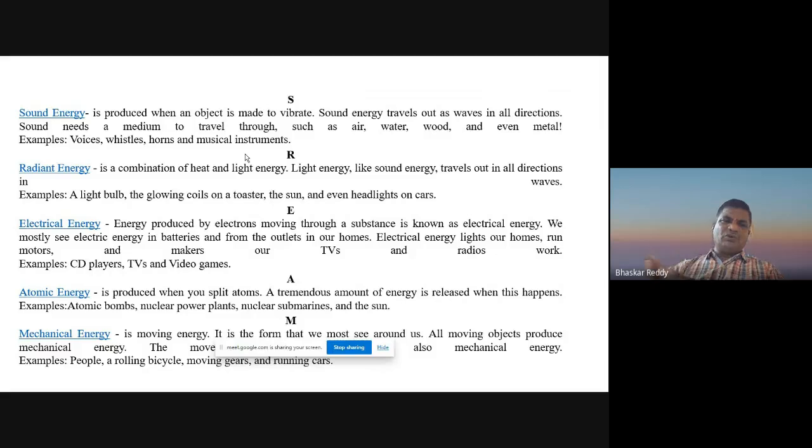We have one more, called atomic energy. It is generally produced by nuclear fission and nuclear fusion. Normally we use a chain reaction process in a nuclear power plant. The energy generated during this chain reaction process is called atomic energy.